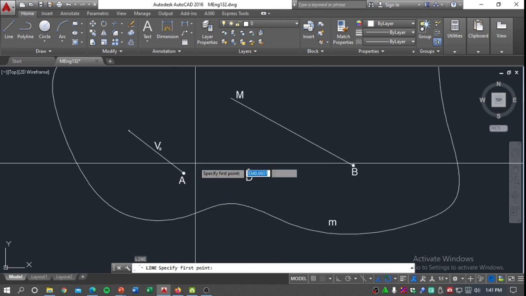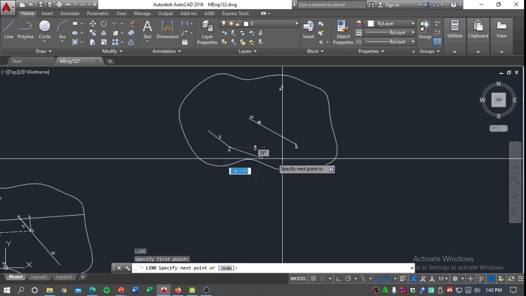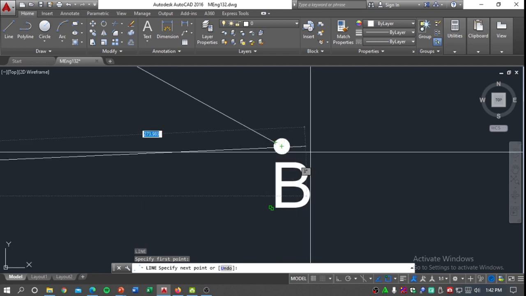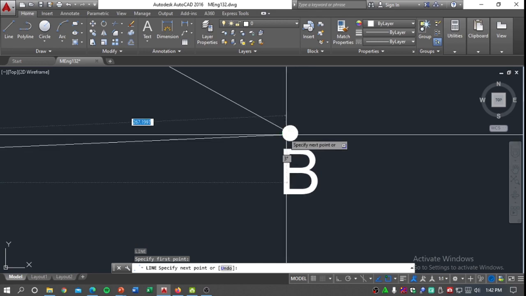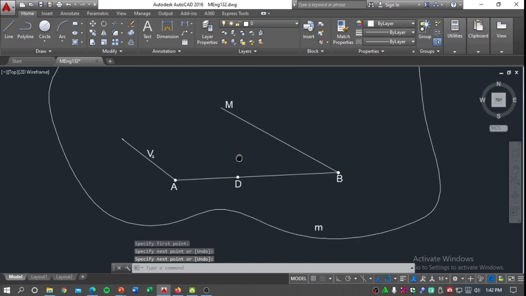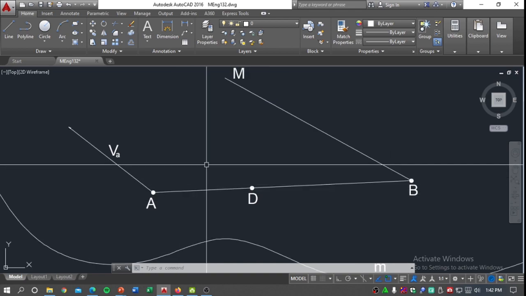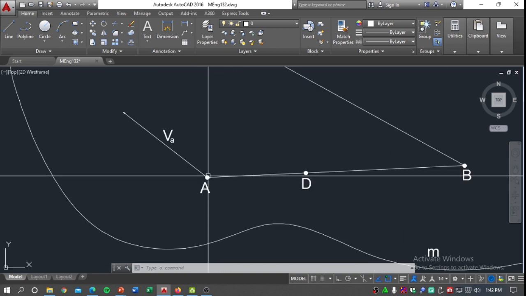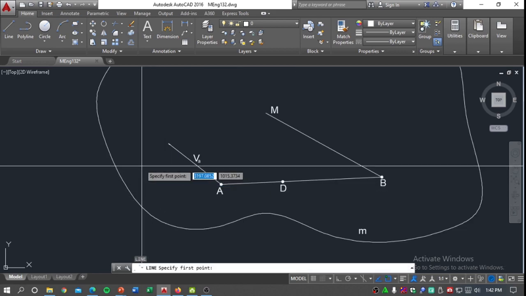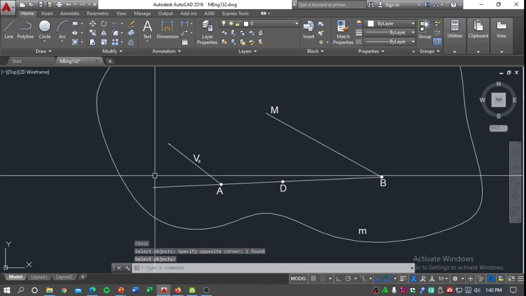So first we have to use the method we've used in the previous examples. We have to connect these 3 points. We're lucky that these 3 points are collinear, so we just have to draw a line in between them. Next, we have to extend the line at point A so that we can resolve the velocity vector VA into components. We'll extend this to right here, and now we've got this.